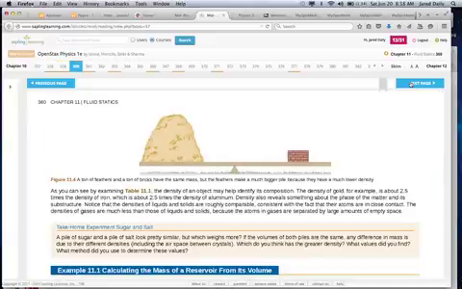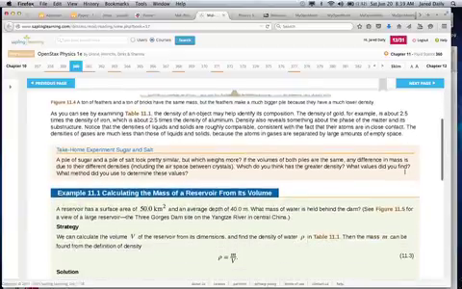Here they show a ton of feathers and a ton of bricks. Same mass, but a very, very different density. There are lots of examples of this.